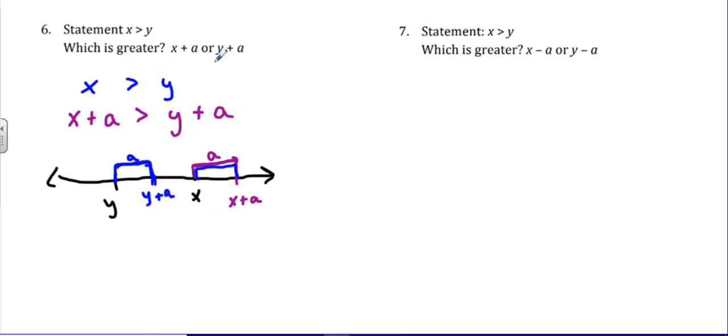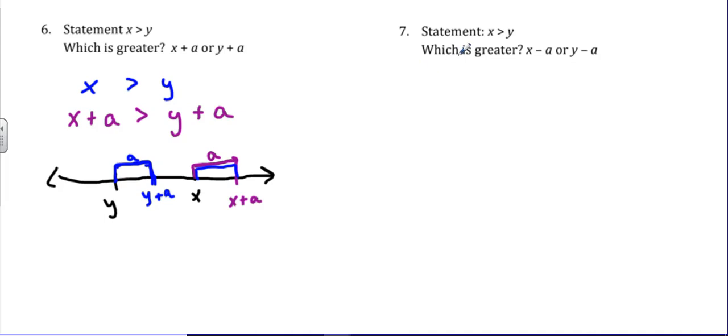This actually helps us understand a property of inequality. It helps us understand the addition property of an inequality, because if you add the same value of a to both x and y, it does not change the symbol. x plus a is greater than y plus a because x was greater than y.